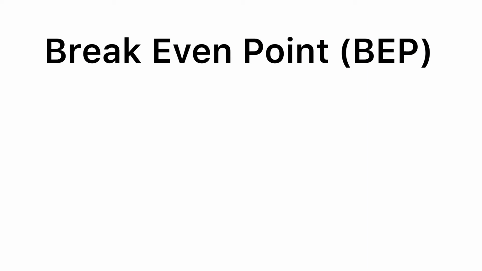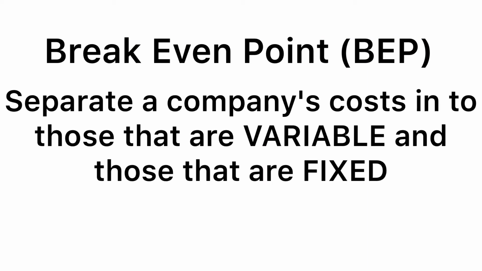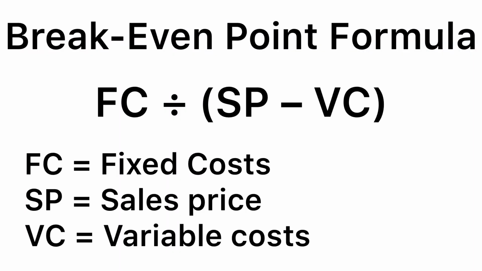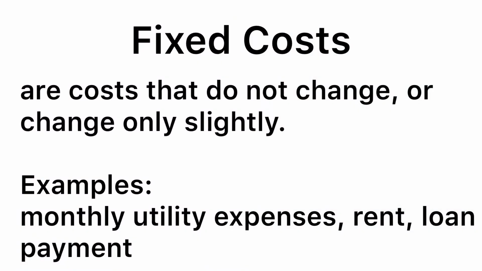The first step is to separate a company's costs into those that are variable and those that are fixed. Then use the following formula. Fixed costs divided by the difference of sales price and variable costs. Fixed costs are costs that do not change or change only slightly. Examples are monthly utility expenses, rent, or loan payment.